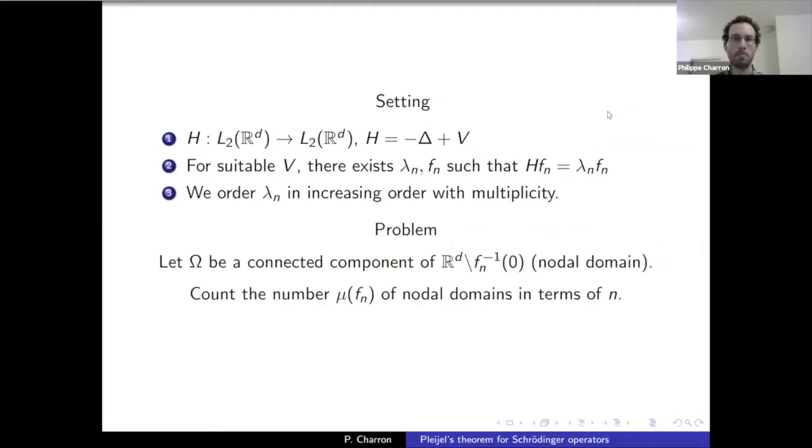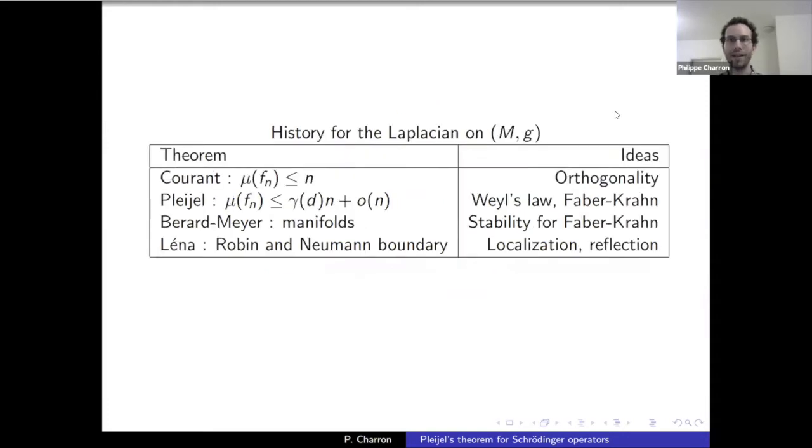Now, there's many things you can study about these eigenvalues, and we're going to count the number of nodal domains. Nodal domains: you take the nodal set, take it out, and consider the number of connected components. There are many results that have been connected with upper bounds on the number of nodal domains.